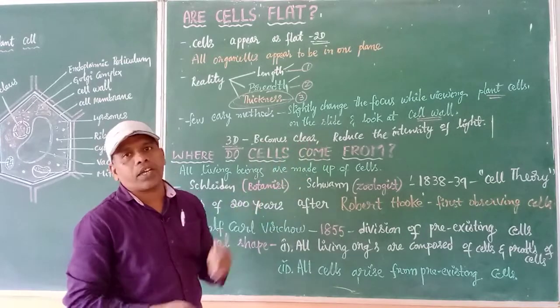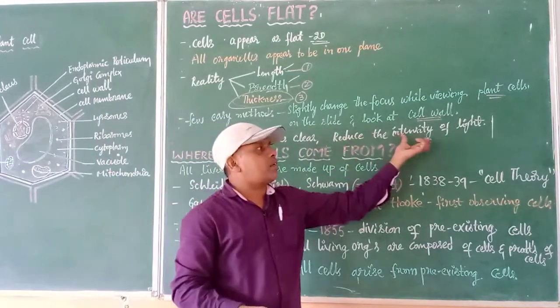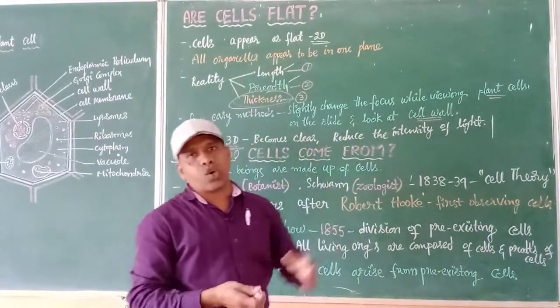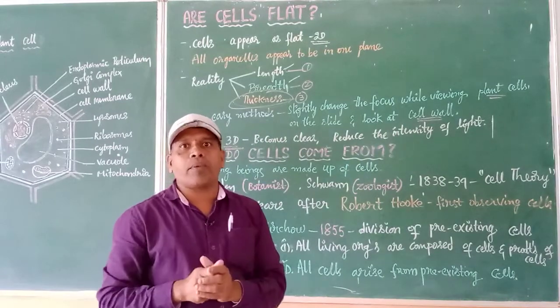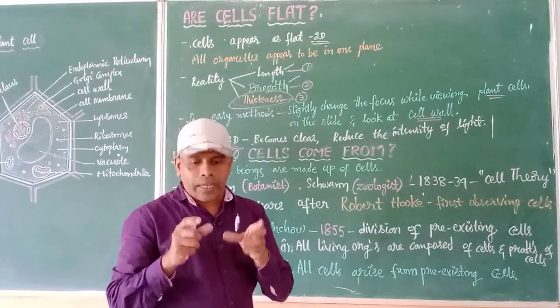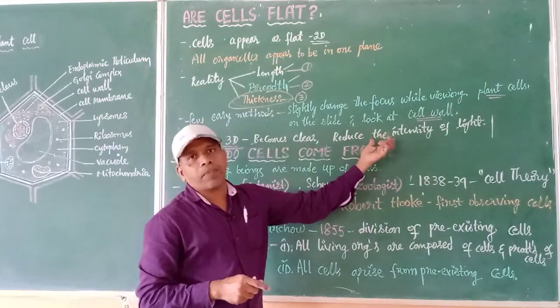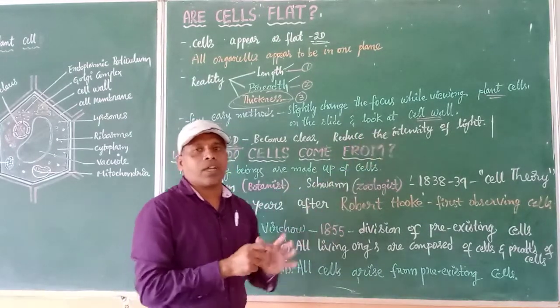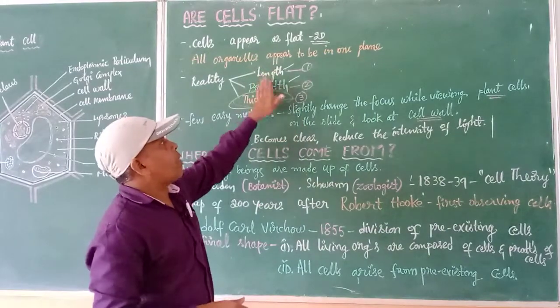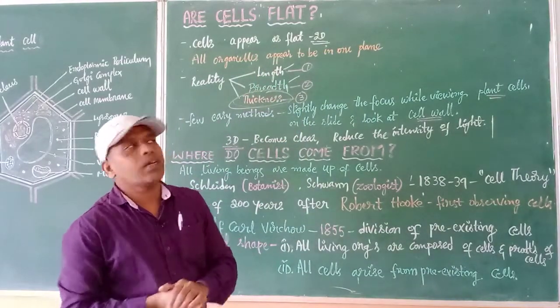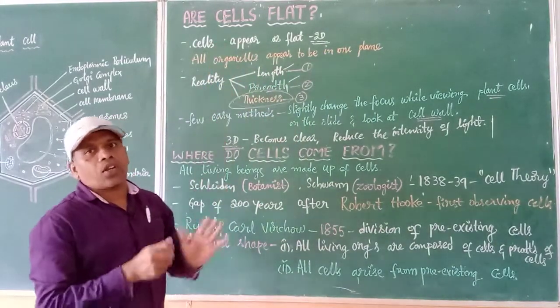For this, what we need to do is reduce the intensity of the light under the microscope. There are some adjustments to be made. Whenever you are arranging the slide, keep in mind such small adjustments. Then we can very clearly see the three dimensions. With this, we can say that cells are not flat.